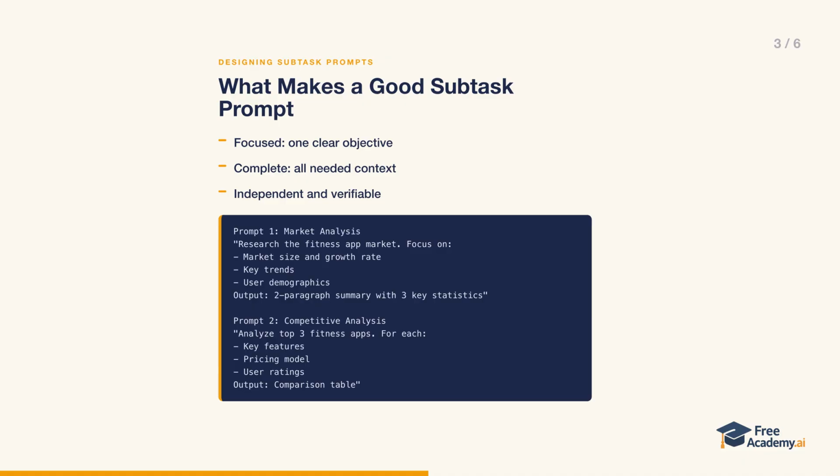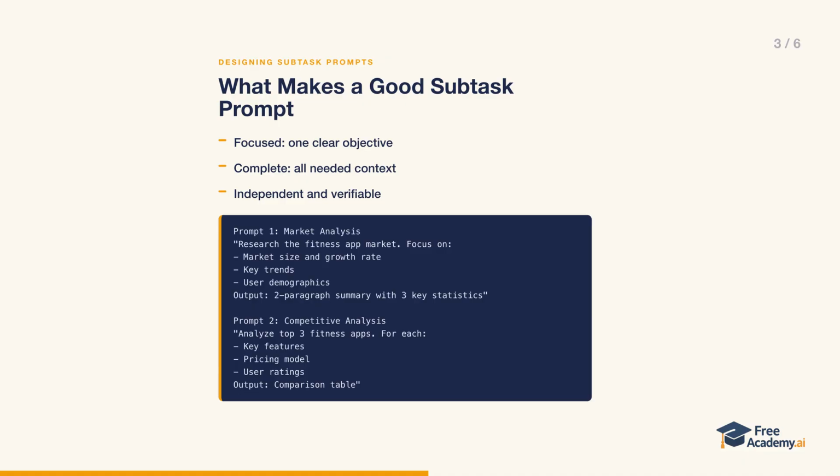Once you've split the task, each subtask prompt should follow 4 rules. It should be focused, with one clear objective, complete, containing all the context it needs, independent, with minimal dependencies wherever possible, and verifiable, with clear success criteria so you know when it's done well.